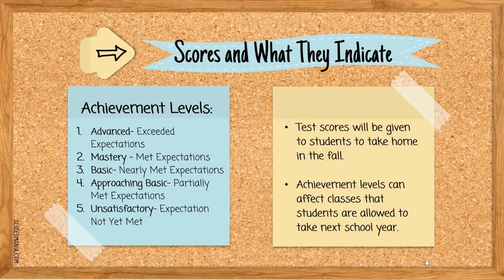If a student scores mastery, it means that they are right on track. They have shown that they have mastered the material and skills expected of them at that grade level. Basic means they are almost there, and approaching basic means that they've partially met those expectations. Unsatisfactory is the lowest achievement level, and it means that they have not yet mastered those skills that students are expected to master within that school year.